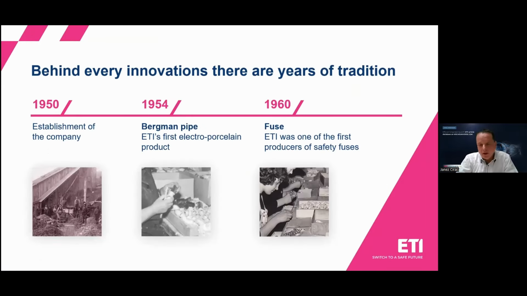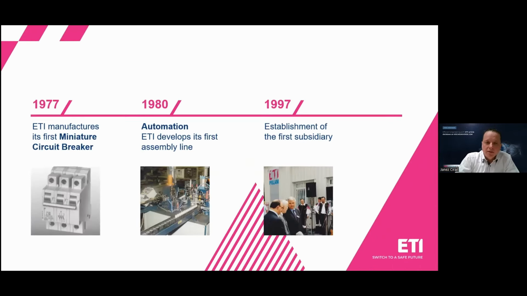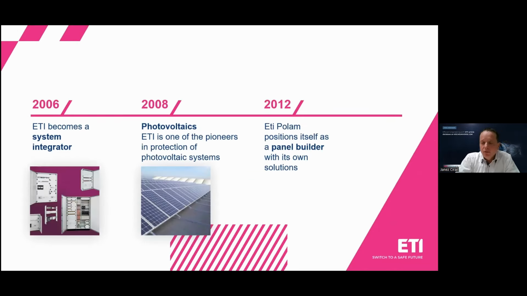A little about our history. The company was established in 1950. The first products of electro porcelain were in 54, and then the first fuse in 60, and the first miniature circuit breaker in 77. And in 80, we started with automatization. At the end of the 90s, we established the first ETI subsidiary. In 2006, ETI became a system integrator. In 2008, we started with photovoltaic gPV protection diffuses.